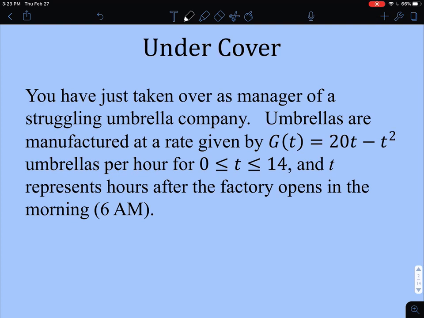So in today's scenario from Undercover, you have just taken over as manager of a struggling umbrella company. Umbrellas are manufactured at a rate given by G of T equals 20T minus T squared, umbrellas per hour, for 0 is less than or equal to T is less than or equal to 14. And T represents the hours after the factory opens in the morning, which is 6 a.m.